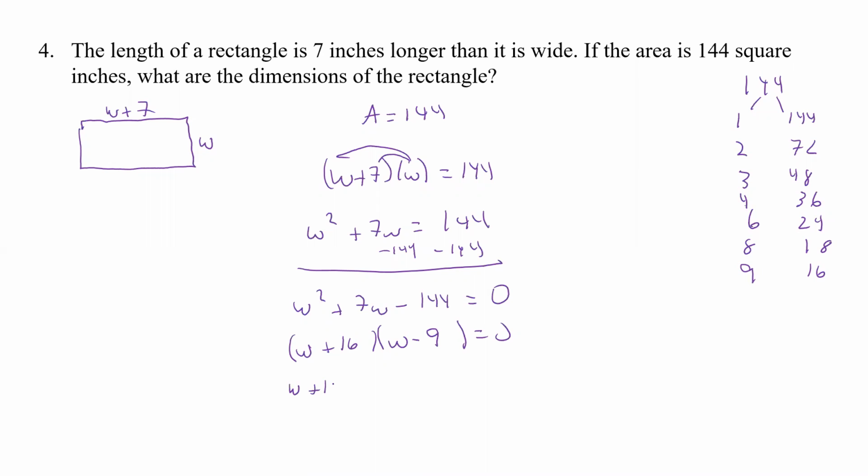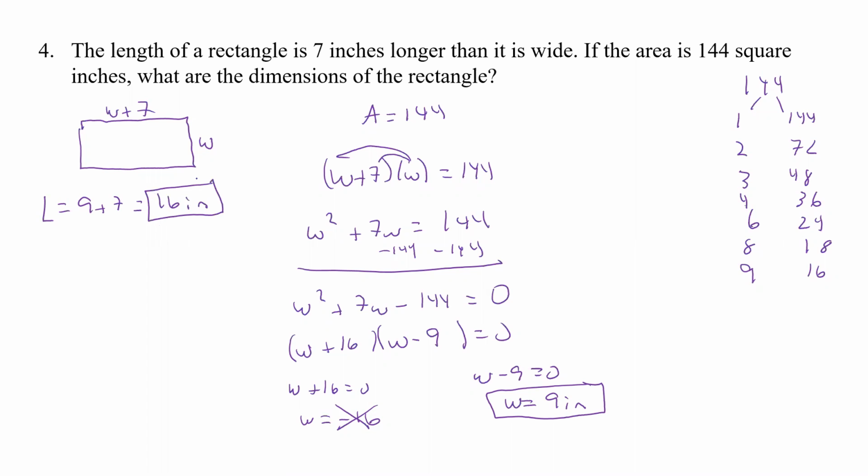So W plus 16 equals 0, and W minus 9 equals 0. So W is equal to a minus 16, can't have a negative distance. And here W equals 9 inches, so that looks good. And up here, length is equal to 9 plus 7, which is equal to our 16 inches. And that makes sense. 16 times 9 is the 144. And so that would be our values for length and width. And again, we had to go quite a ways down. We had to keep going through all of them until we hit the one where the difference was equal to 7, but it still had the product to be 144.